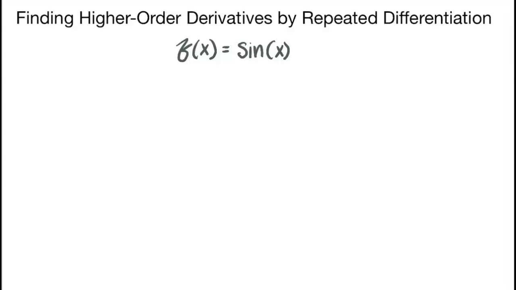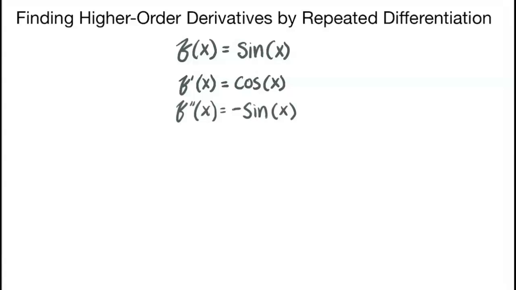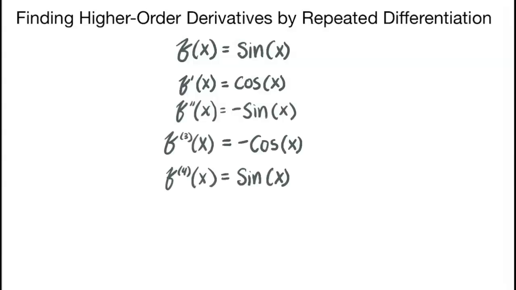For example, sine of x. The derivative of sine of x is cosine of x. The second derivative is the derivative of cosine of x, which is negative sine x. Continuing these operations, we get that the third derivative is equal to negative cosine of x, and the fourth derivative is equal to sine of x.